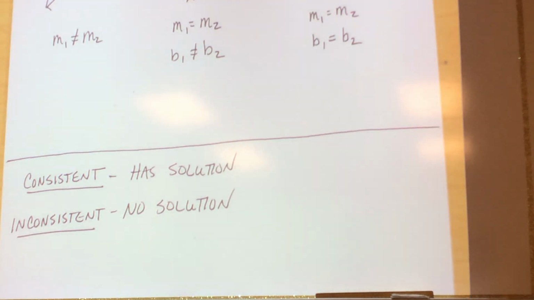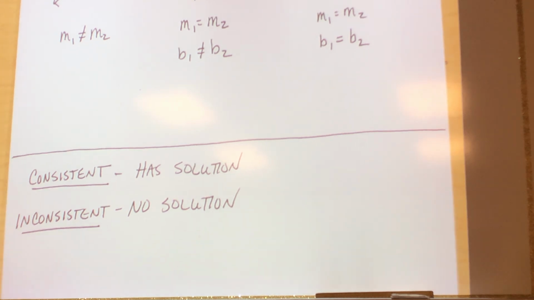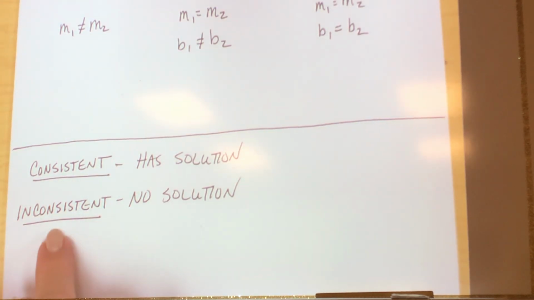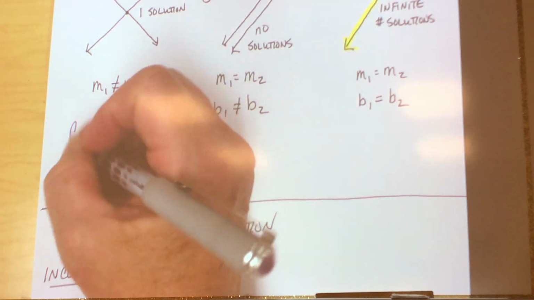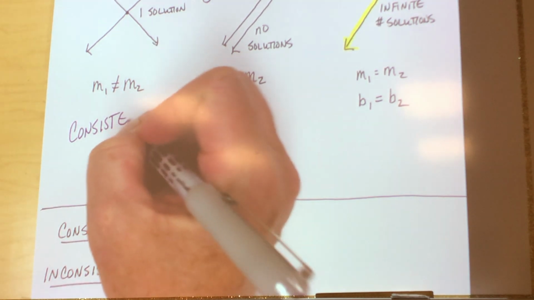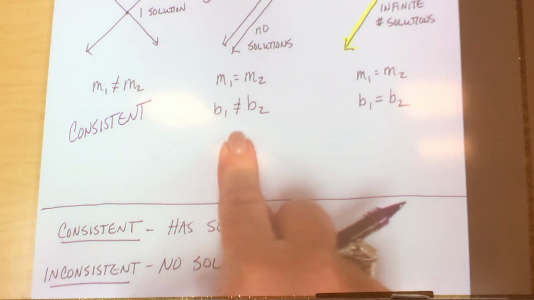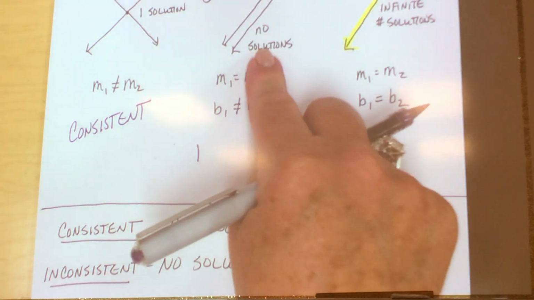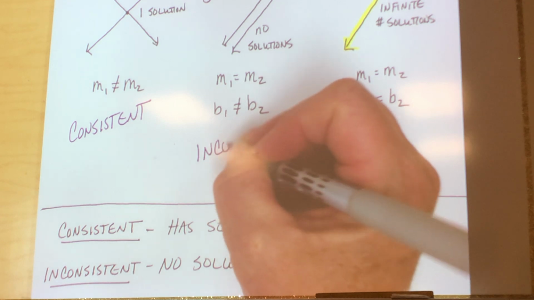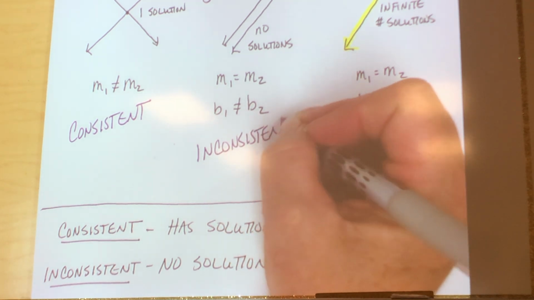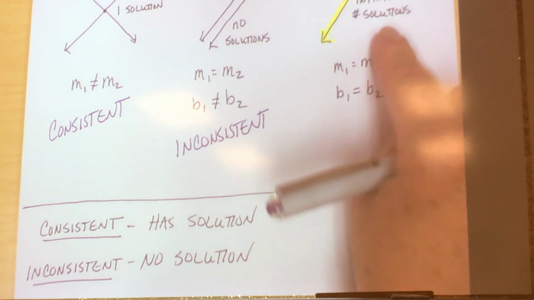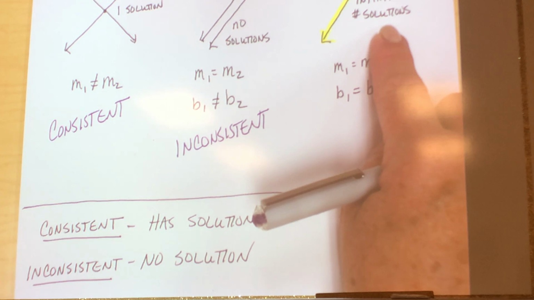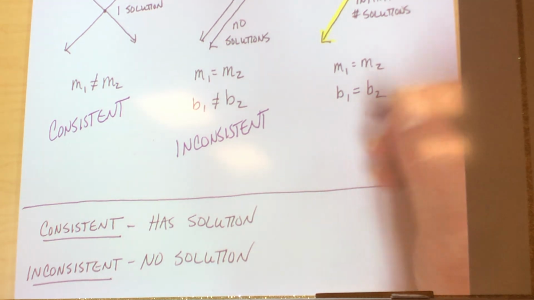Okay? So let's go over here and let's name them. Now look, consistent means it has a solution. Inconsistent means it has no solution. So what would you call this guy right here? Consistent. What would you call this guy right here? Inconsistent. He has no solution. What would you call this guy right here? Consistent. Now he has not just a solution, good night. He has an infinite number of solutions.